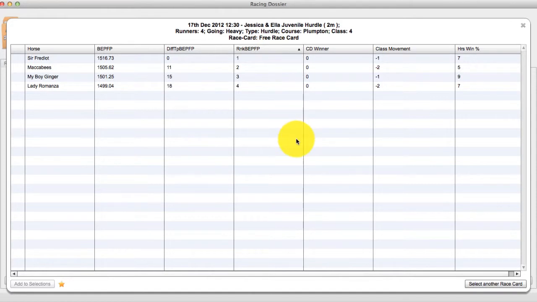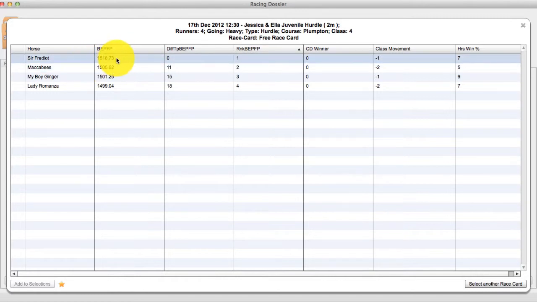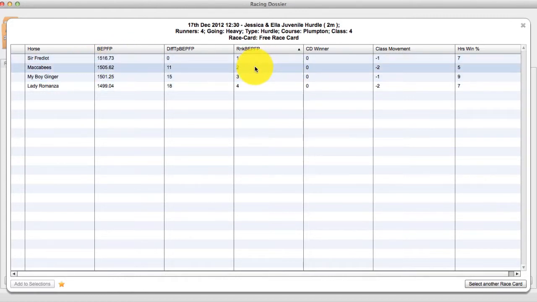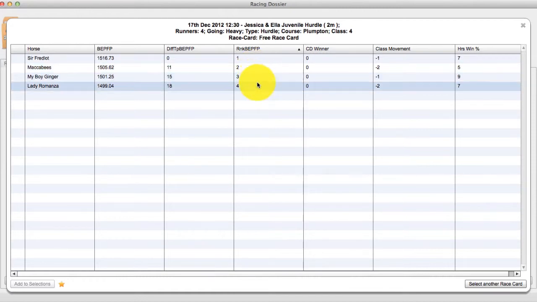So next we are just going to sort them by the rank. RNK stands for rank of the BEPFP, which is the best ever PFP. And now we can start to see a bit of a shape in this race. So we can see that Sir Fredlot is the top rated. Maccabees is second top rated, My Boy Ginger third top rated, and then Lady Romanza fourth top rated.